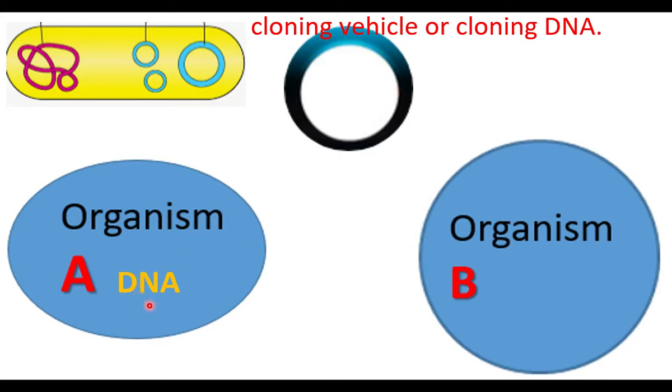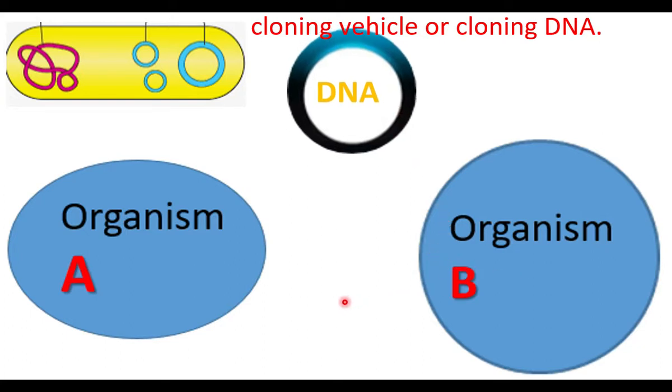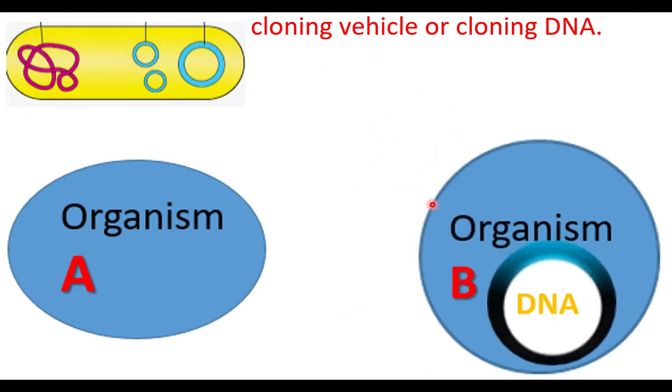A foreign DNA is combined with this plasmid. Now it is called rDNA or recombinant DNA. The recombinant DNA is transferred into another organism called the host. Now this organism has rDNA, recombinant DNA, inside it. This organism is called a transformed organism or genetically modified organism.